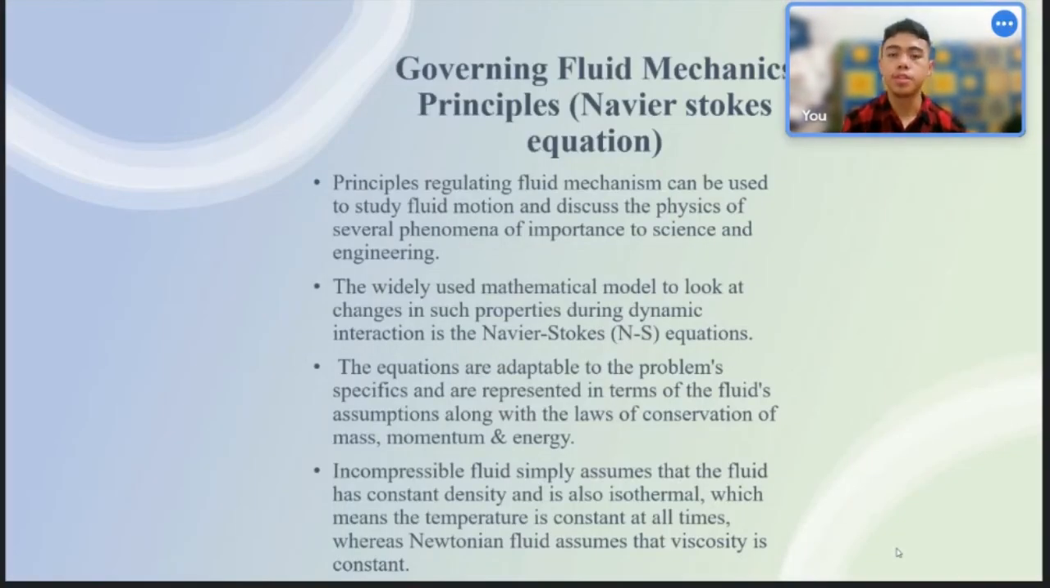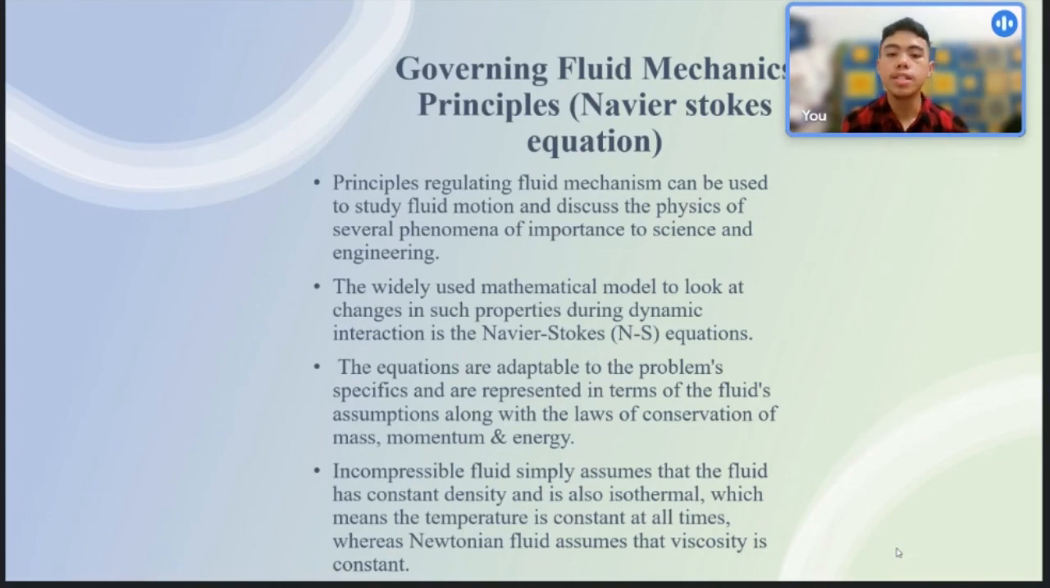Governing fluid mechanics principles, Navier-Stokes equation. Firstly, principles regulating fluid mechanics can be used to study fluid motion and discuss the physics of several phenomena of importance to science and engineering. The widely used mathematical model to look at changes in such properties during dynamic interaction is the Navier-Stokes equation.